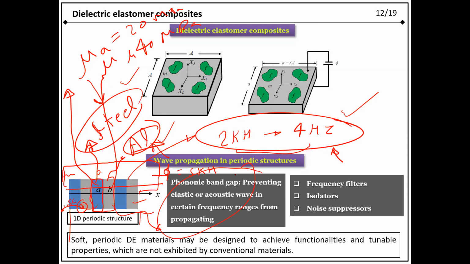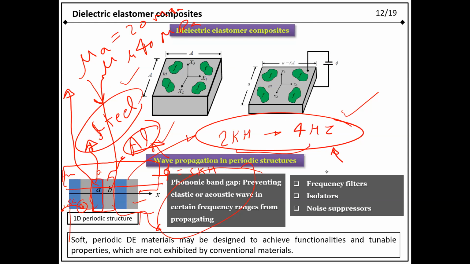We can make frequency filters, some isolators, noise suppressors. Okay, so here the main thing if we deal with soft materials is the tunability. The same material can give you a different focal length if a lens is made up of such material.